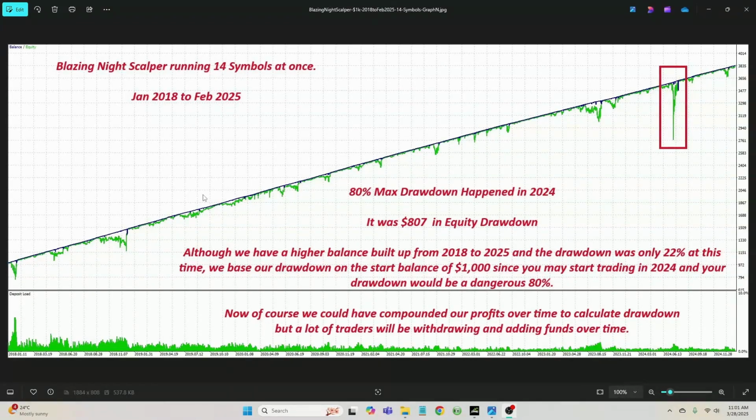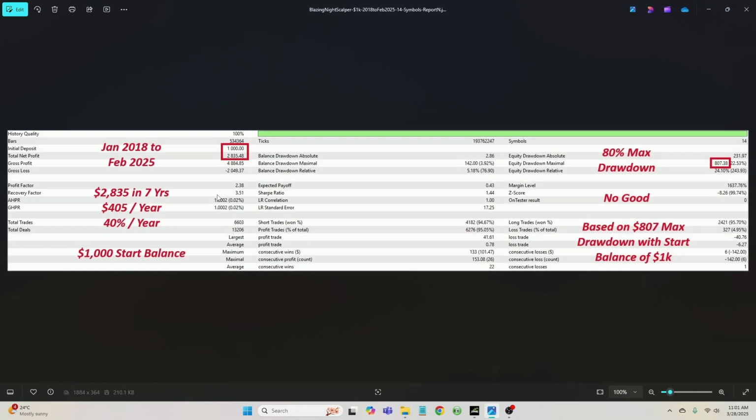So let's take a look at what it would have made. If you were to use this system, you would have made 40% a year, or $405 per year, using the 14 symbol system. 40% a year is fantastic. But as you can see here, $807 was the maximum drawdown, which was that large spike. So we're going to go ahead and just disqualify using 14 symbols for Blazing Knight Scalper.